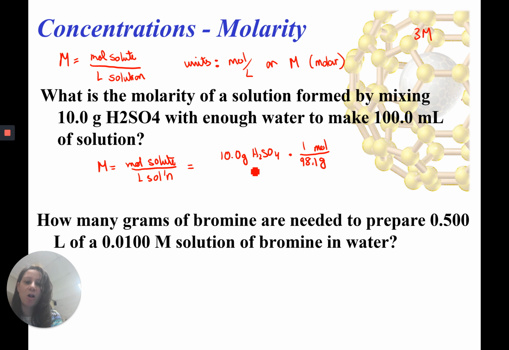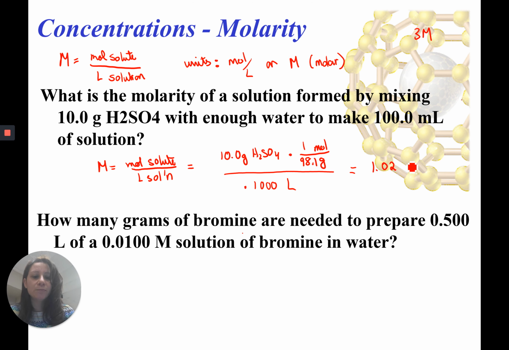So this is all moles of solute. So I'm going to divide that by liters of solution. We have 100 milliliters, so that would be 0.1000 liters. And you punch that into your calculator. You get 1.02, and this is either molar or moles per liter.